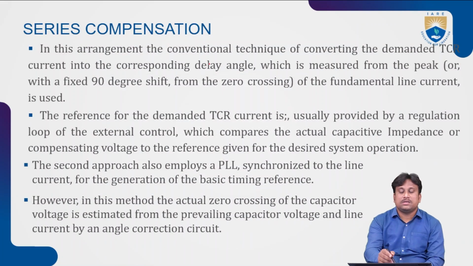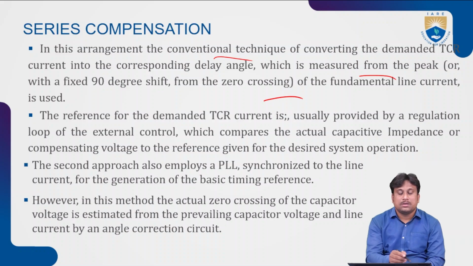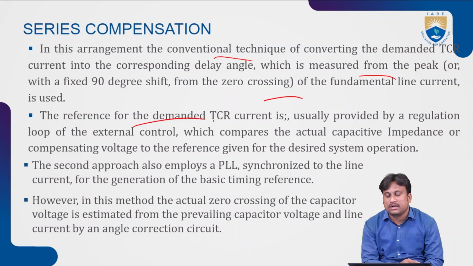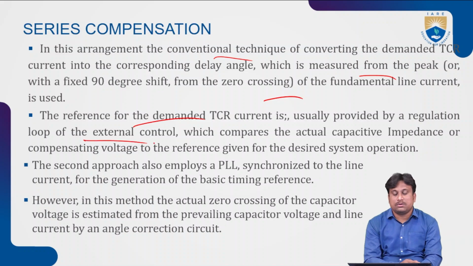That is, in this arrangement, the conventional technique of converting the demanded TCR current into the corresponding delay angle, which is measured from the peak with a fixed 90 degrees from zero crossing, is taken to the fundamental line current. The reference for the demanded TCR current is usually provided by the regulation loop of the external control, which compares the actual capacitive impedance or compensating voltage to the reference that should be given for the desired system operation.